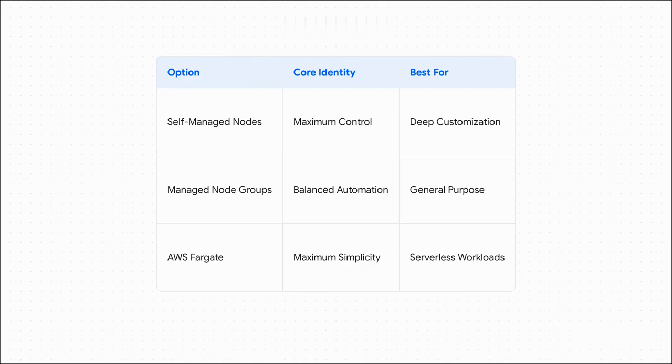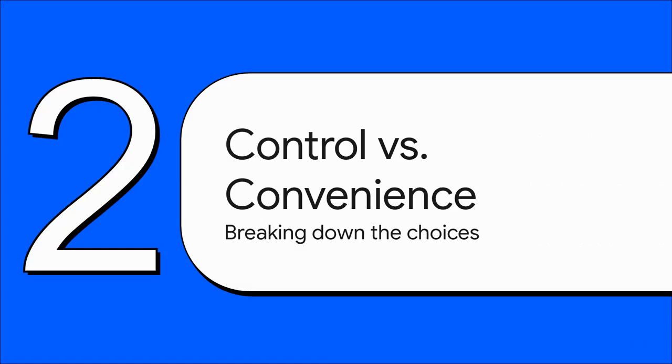So let's just put these side by side for a second. You've got self-managed nodes for when you need that ultimate control. You've got managed node groups for that perfect balanced approach. And you've got AWS Fargate for maximum simplicity. See? 3 different tools for 3 very different jobs. Okay, so we know our options. But how do we actually choose? In cloud architecture, it always comes down to trade-offs. And with EKS compute, the big one, the fundamental trade-off, is always control versus convenience. Let's dig into how each of these options stacks up.